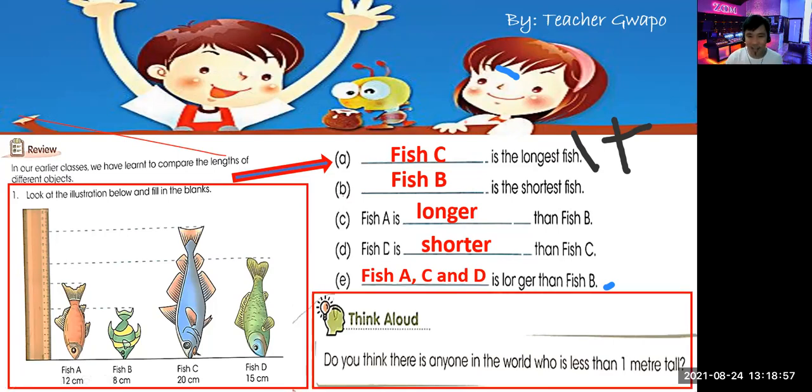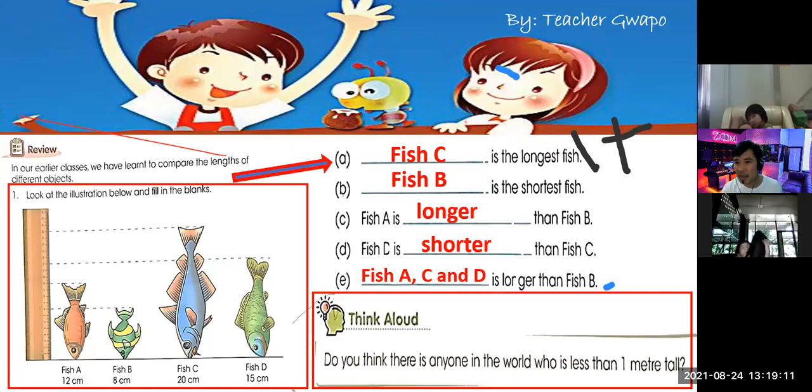Do you think there is anyone in the world who is less than 1 meter tall? Do you know your height? What is your height? How tall are you? Let us ask here.